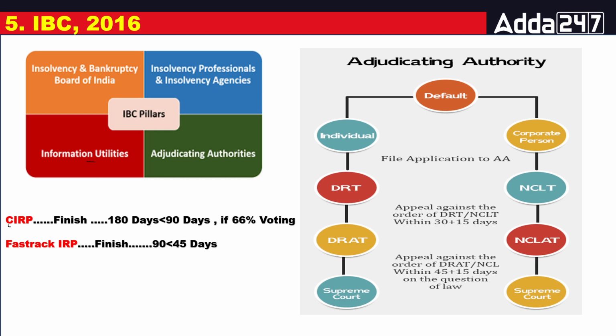The corporate insolvency resolution process has to be finished within 180 days. 90 days extra will be given if there is 66% voting of the committee of creditors. Fast track, they have to finish the matter within 90 days, plus 45 days extra will be given. Suppose the default is of an individual or partnership firm, DRT will solve the matter, then DRAT appellate, and then Supreme Court. If it is a corporate person or LLP, the matter will go to NCLT, then NCLAT, then Supreme Court. That is very important.